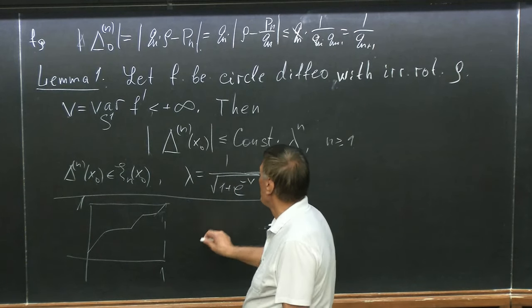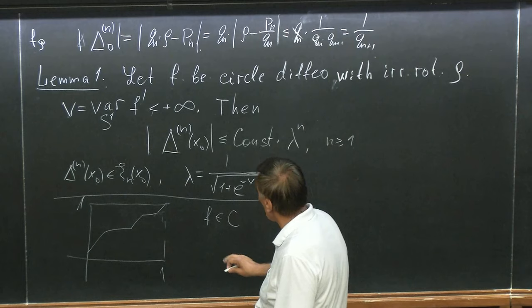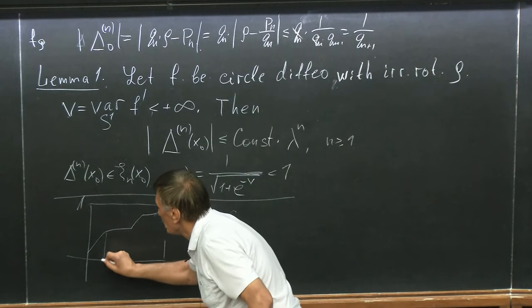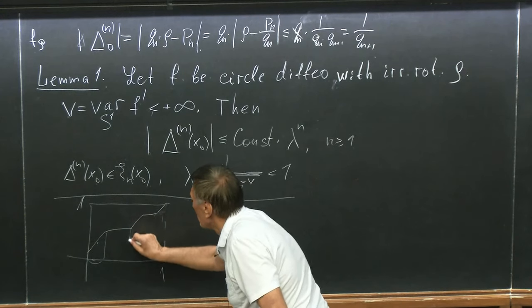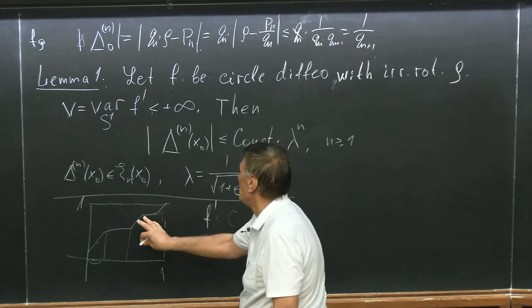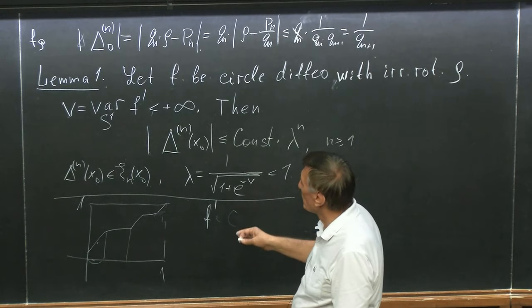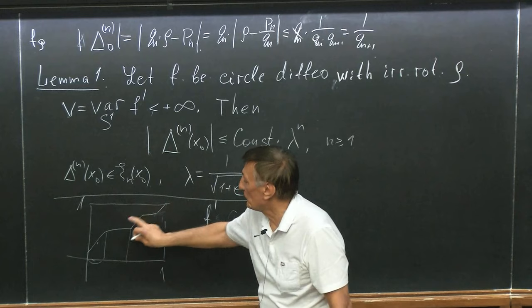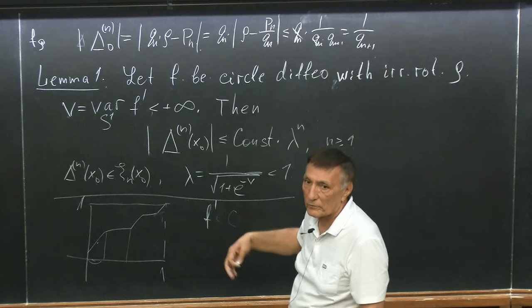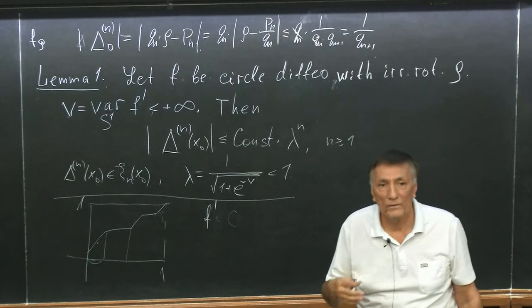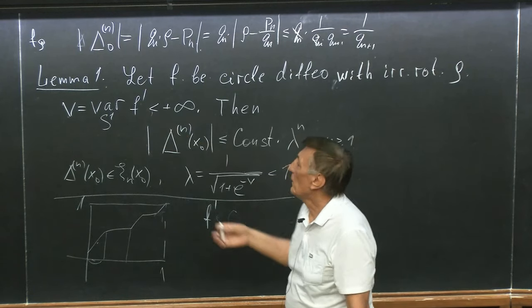If we have f which satisfies continuity of f prime on each interval, then on the interval between consecutive breakpoints, f prime is continuous. Moreover, on the circle, if the total variation again of this function is finite, in this case this lemma is true. So we can generalize this lemma for piecewise smooth circle maps with finite total variation.